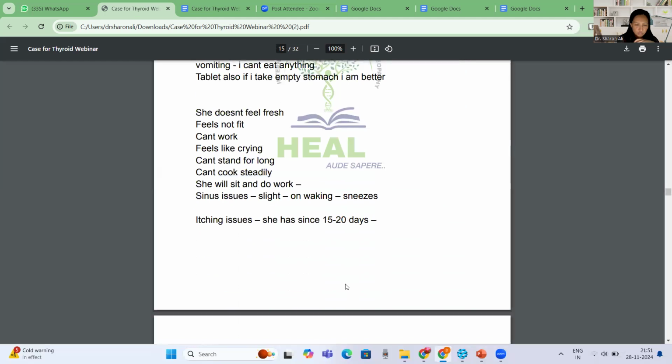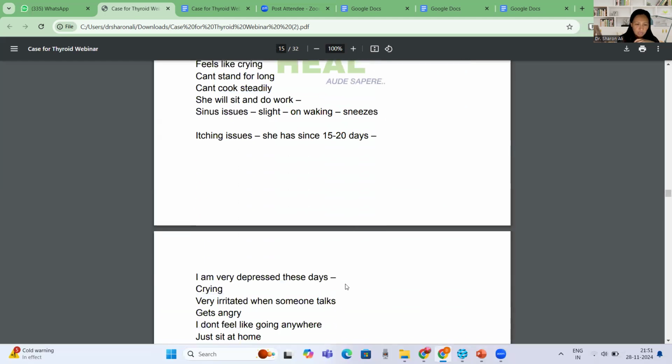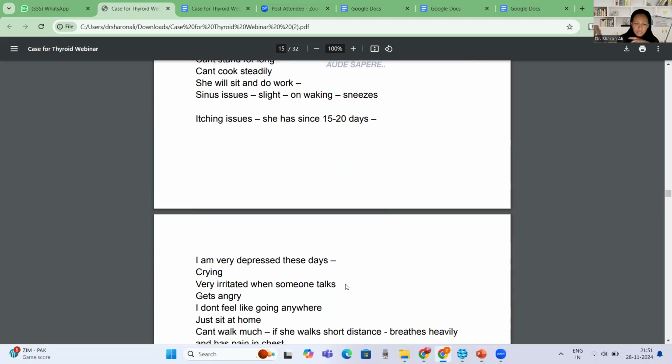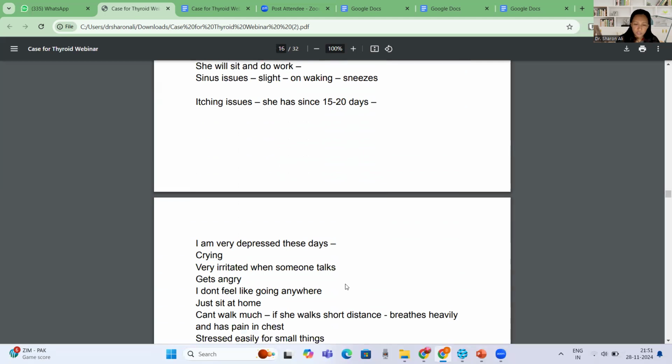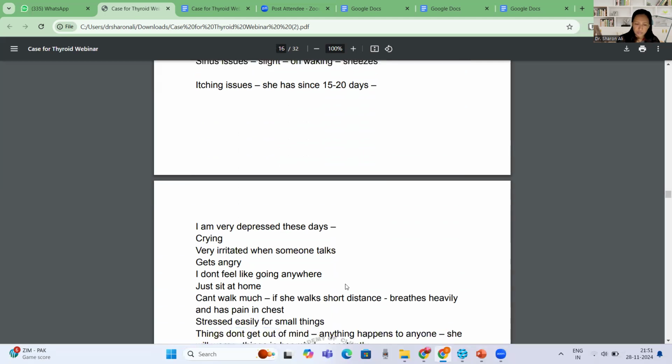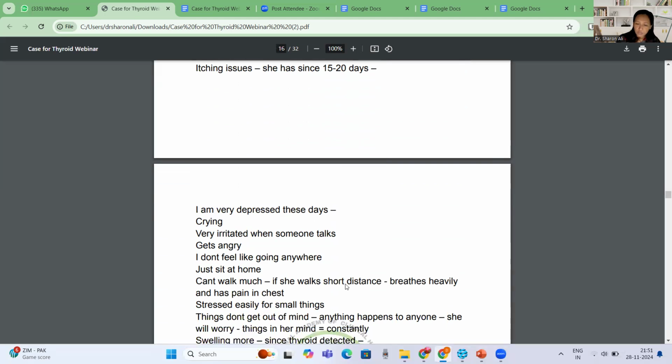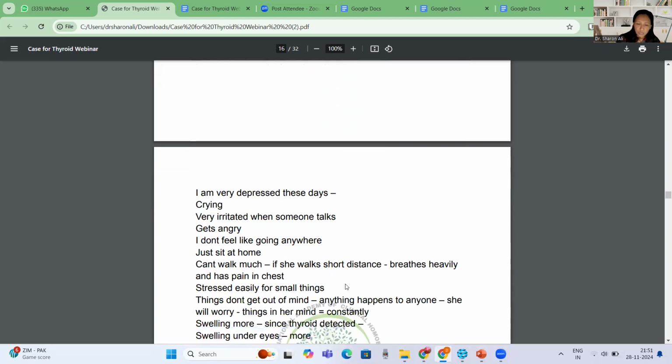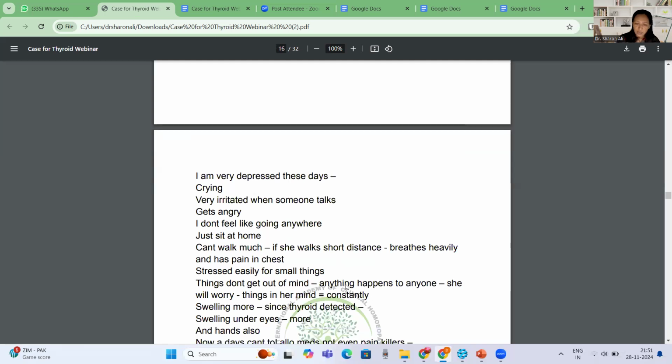Sinus issues, itching since 15-20 days. I am very depressed these days, crying, very irritated when someone talks to me. I get angry. I don't feel like going anywhere. Just sit at home. Can't walk much. Even a short distance, she starts breathing heavily and there's pain in the chest. Stress easily for small things. Things don't get out of my mind. Anything happens to anyone, she will worry. Things on her mind constantly. Swelling more since thyroid detected. Swelling under eyes.